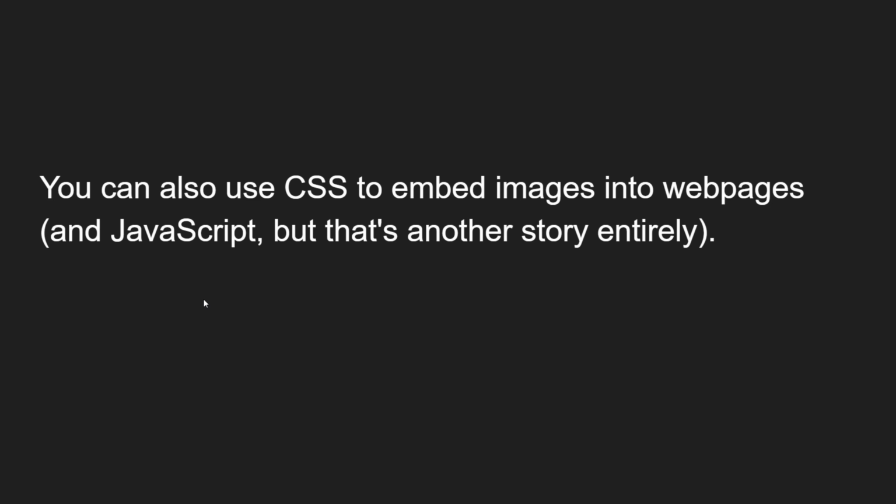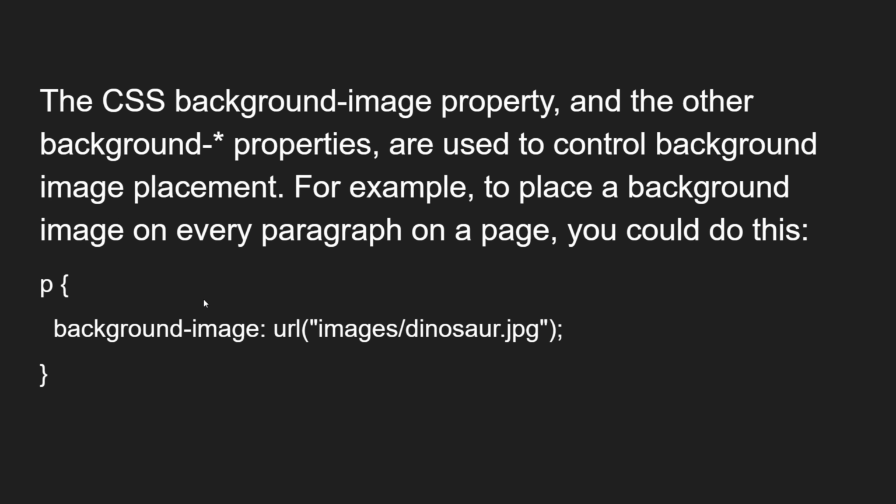So, adding an image with the image element directly from the HTML, or adding the image through the CSS. The CSS background-image property and the other background-star properties are used to control the background image placement. For example, to place a background image on every paragraph on a page, you could do this: p, background-image, url, like this you will be giving. So the CSS background-image property will add the background image for every paragraph on a page or any element. If you want to add a background image, you can use this CSS property.